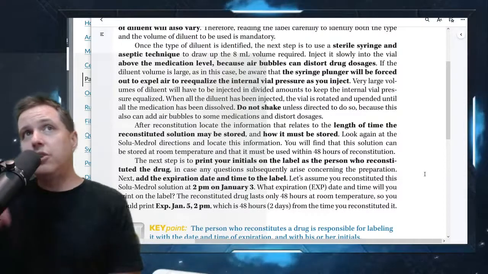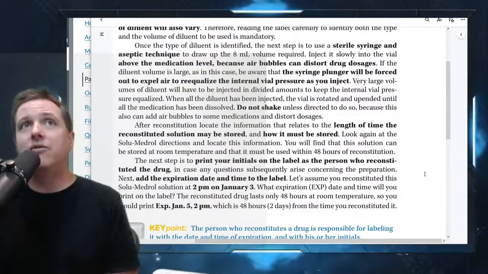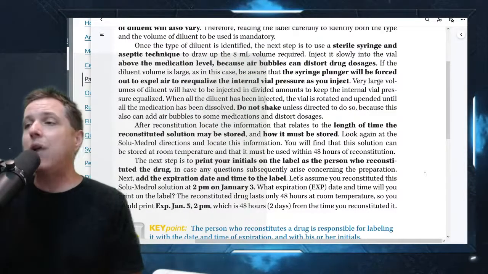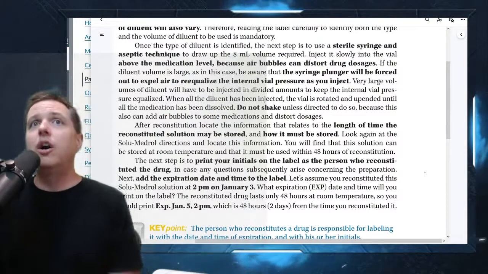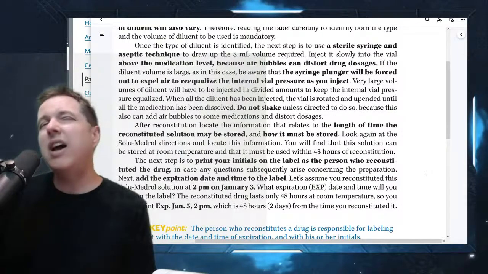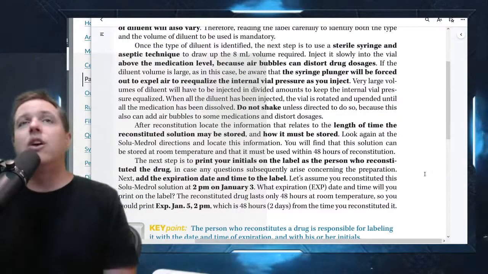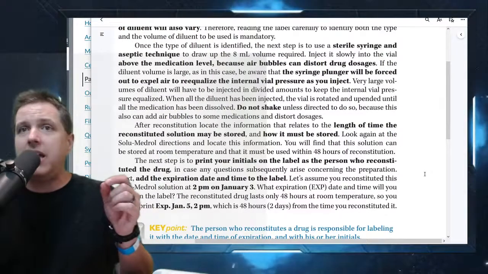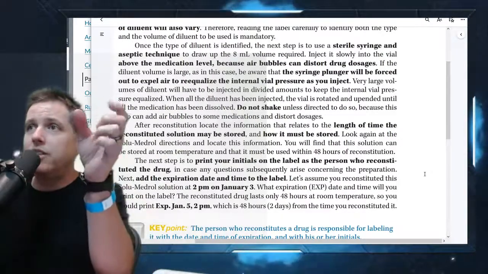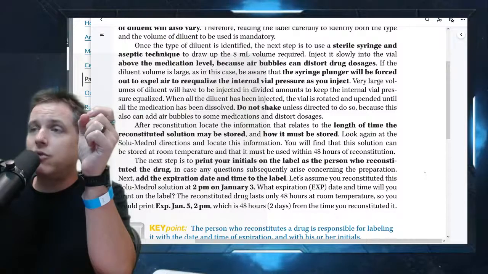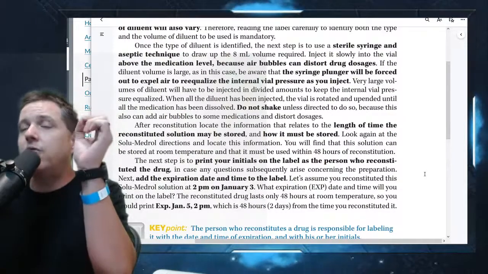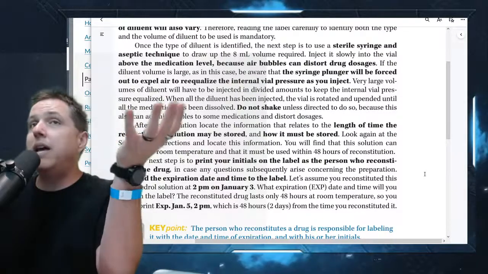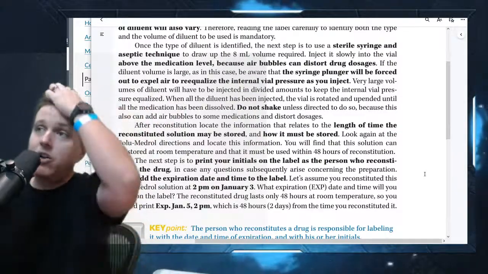After reconstitution, locate the information that relates the length of time the reconstituted solution may be stored and how it must be stored. So I have to figure out which one it is when we take a look. Basically some of them will say, this can be stored for 24 hours, or if refrigerated, then it can last 48 to 72 hours, right?